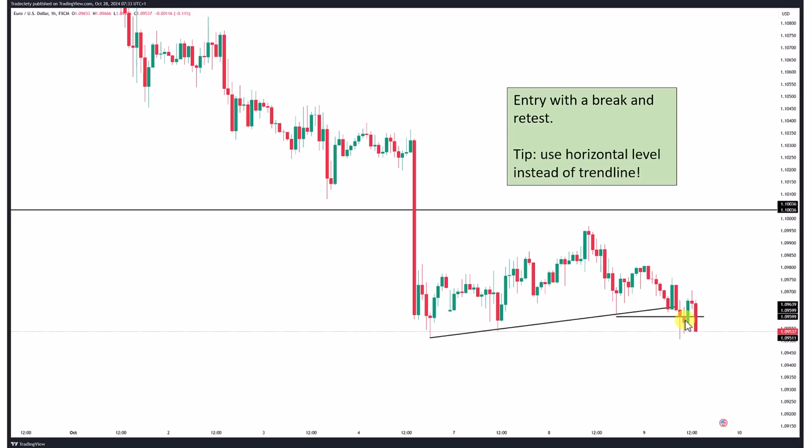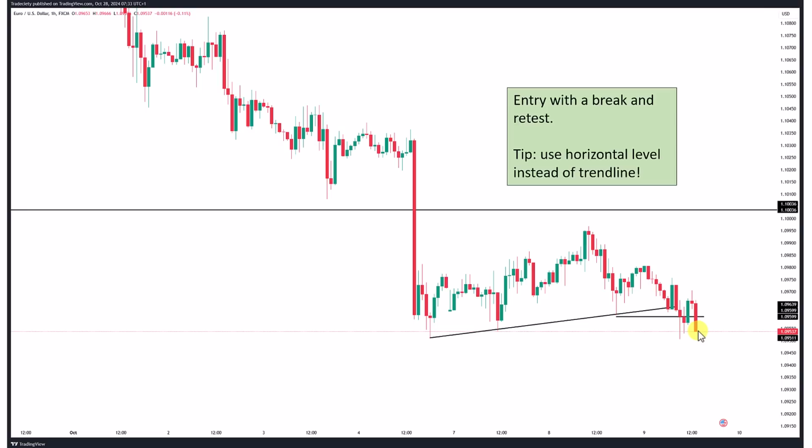We have a break and retest here, and that's an entry pattern that I look for. What I would also recommend is that instead of using diagonal trend lines, I would recommend to use horizontal support and resistance. Trend lines can be more subjective. The break and retest entry here is very powerful. I have another example later in this video to show you a different kind of break and retest.